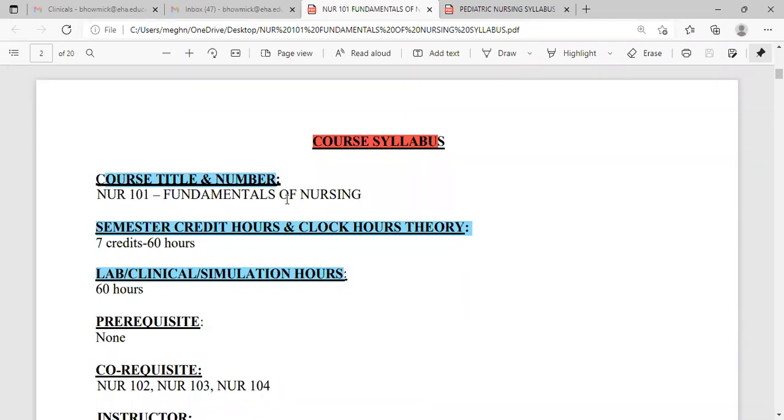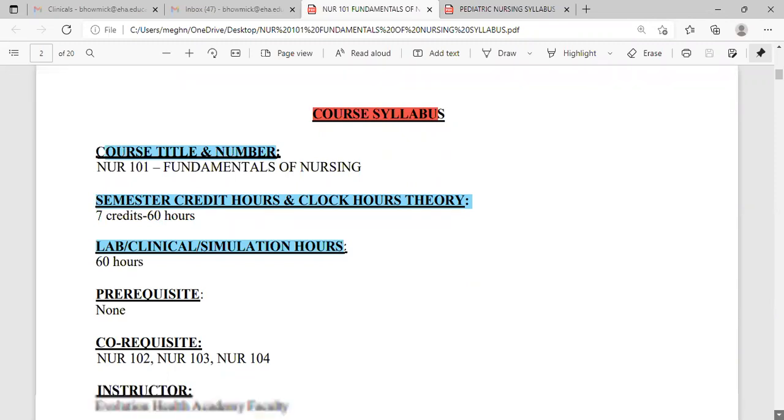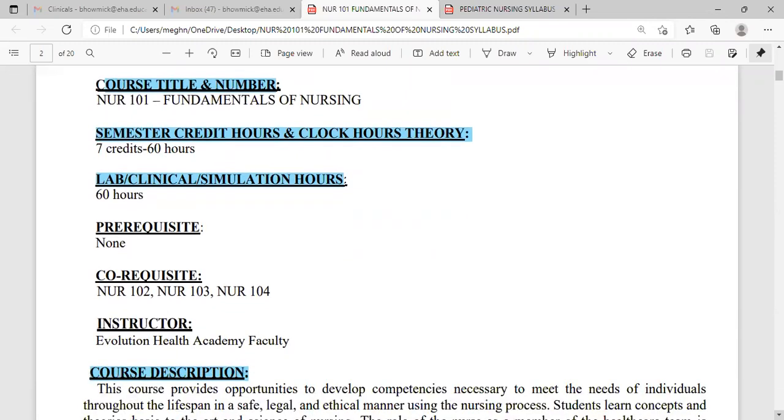And also, we always try to involve the student in an active learning process. I will explain what the active learning process is. So this is the semester credit hour, 7 credits and 60 hours. We have a clinical or simulation lab. When students come to the school, they will get 60-hour credits.